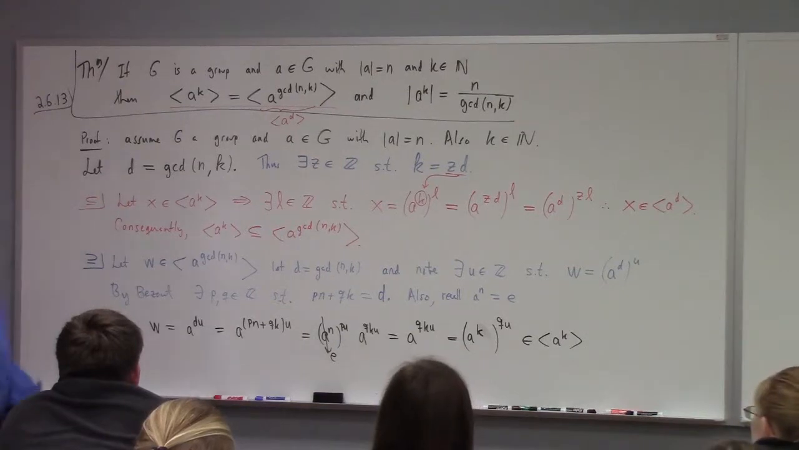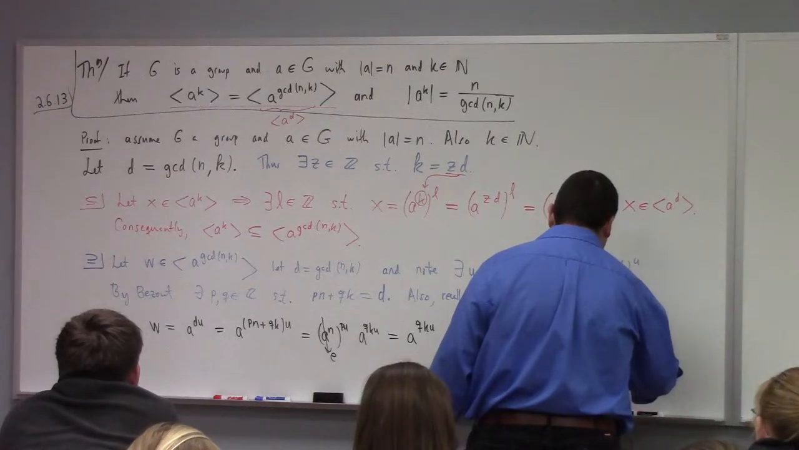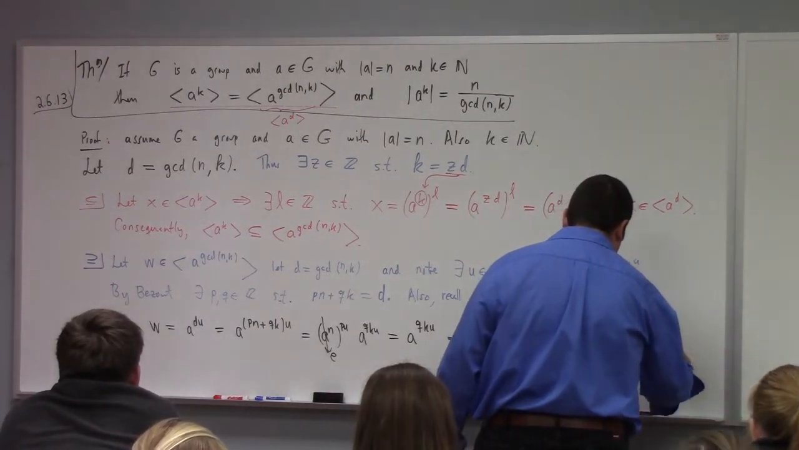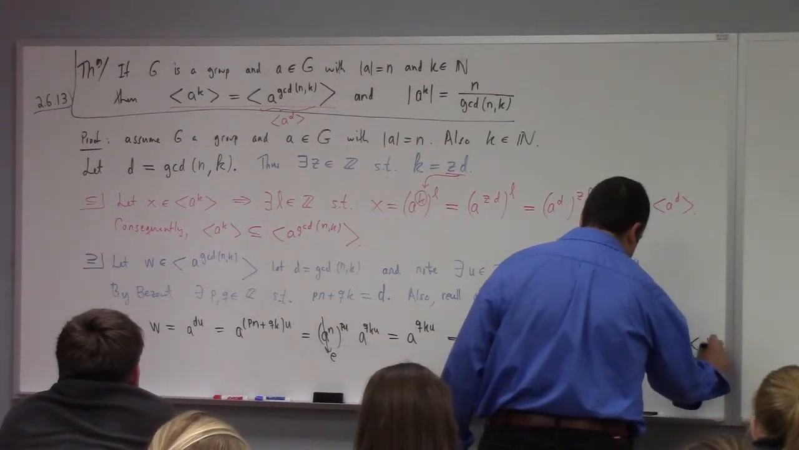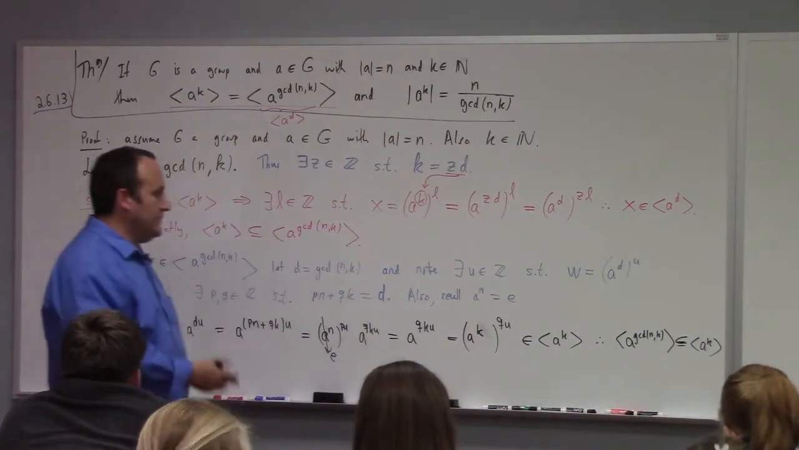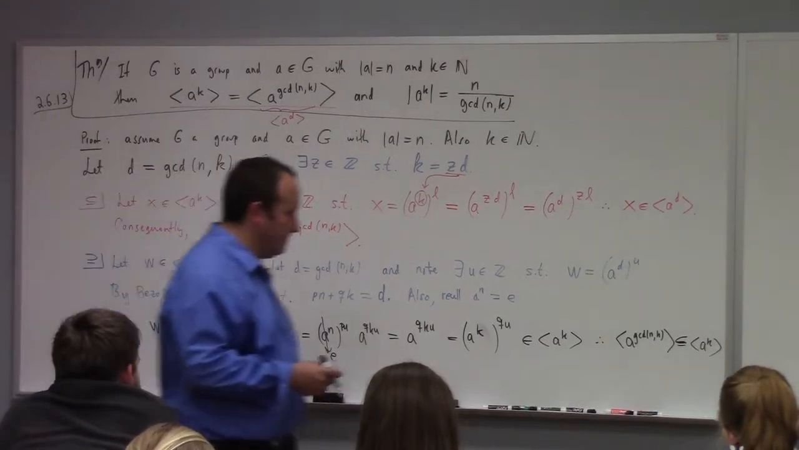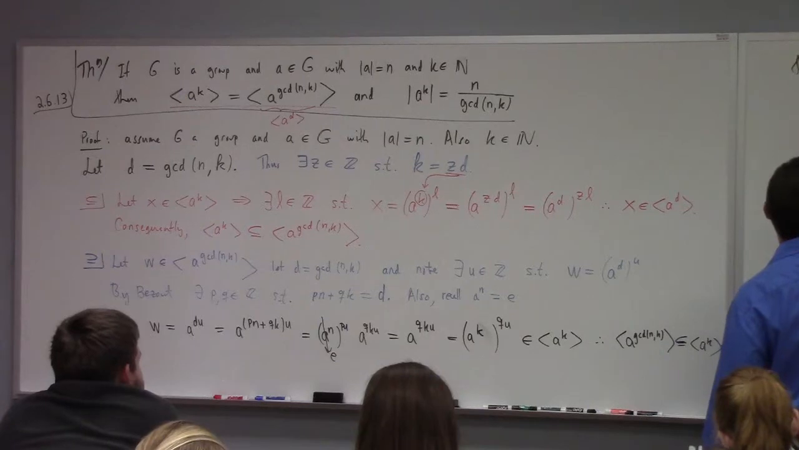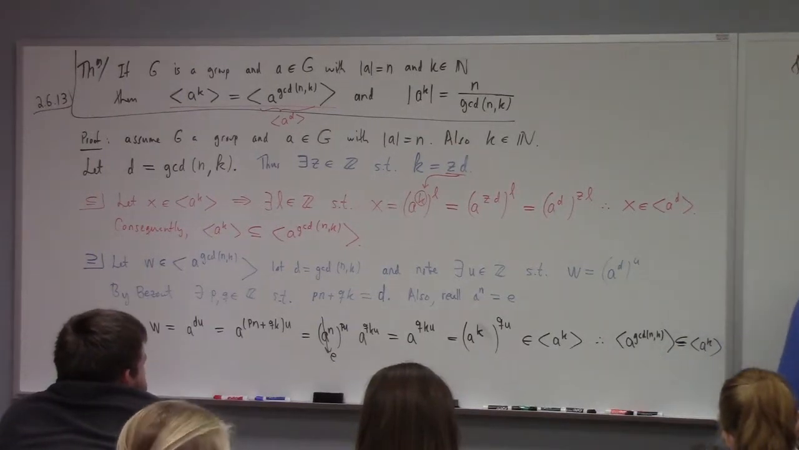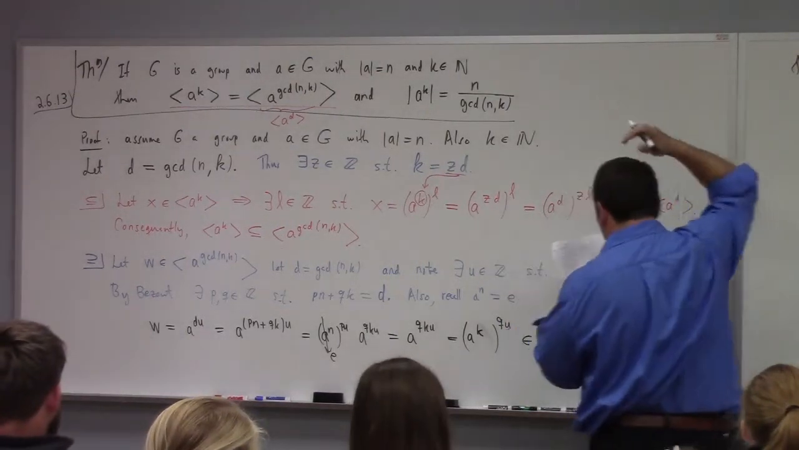Therefore, what? Therefore, the cyclic subgroup generated by a to the GCD of n, k is a subset of the cyclic subgroup generated by a to the k. So we've shown the inclusion both ways, so that establishes the equality of those sets, right? It remains to show what? It remains to show the order of a to the k.